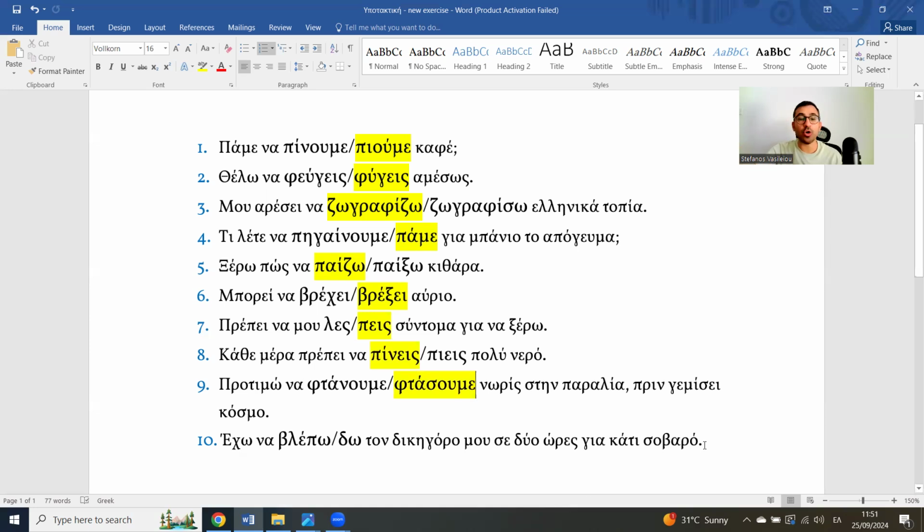And the last one, έχω να βλέπω or δω τον δικηγόρο μου σε 2 ώρες για κάτι σοβαρό. So it's in my plans, it's in my schedule to see my lawyer in 2 hours for something serious. So because I'm going to see my lawyer in 2 hours, it's just going to be once, again, we are going to use δω. Έχω να δω τον δικηγόρο μου. Δω, βλέπω, είδα, δω. Έχω να δω τον δικηγόρο μου σε 2 ώρες για κάτι σοβαρό.